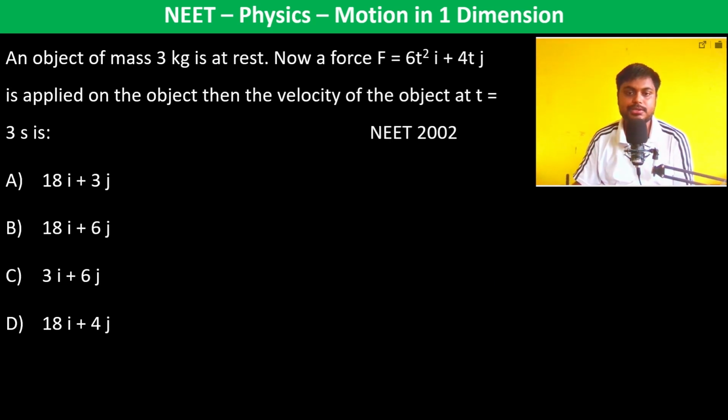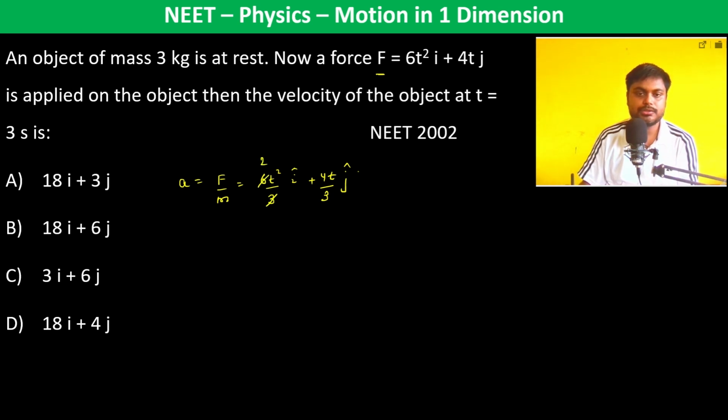An object of mass 3 kg is at rest. A force is applied. What is the velocity of the object at t equals 3 seconds? The acceleration is going to be F by m, which is 6t square by 3 i cap plus 4t by 3 j cap, so the x component is 2t square. The initial velocity is 0 in both x and y. Now we have to find the velocity. Let us first find it in the x direction.